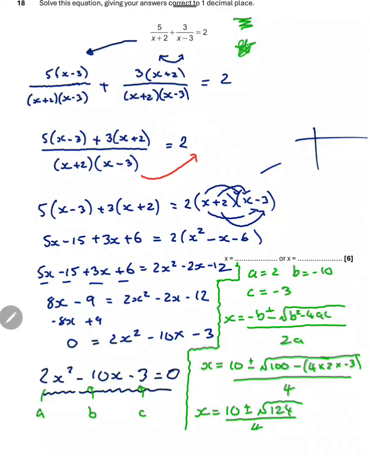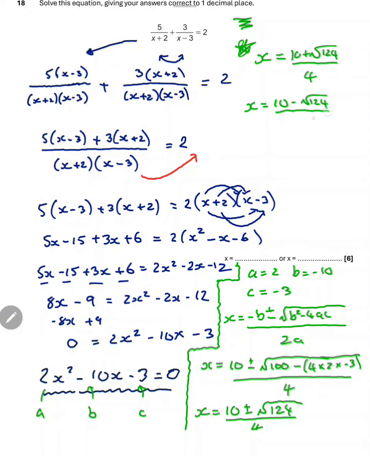So back up here now. We can break off and get two solutions. X is 10 add root 124 divided by 4, or X is 10 minus root 124 divided by 4. All calculator work. Your first X comes out at minus 0.3. I do want my answer to 1 decimal place. And your second value comes out at 5.3. Again, just rounding to 1 decimal place.